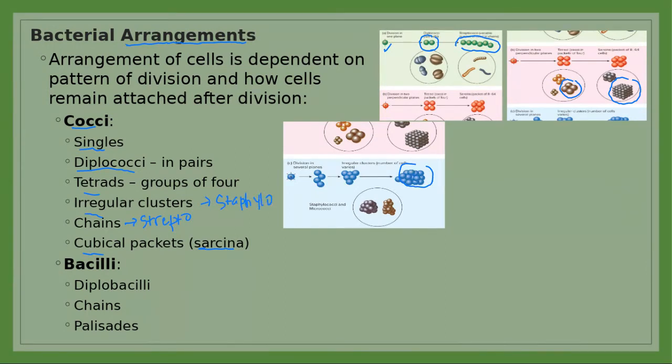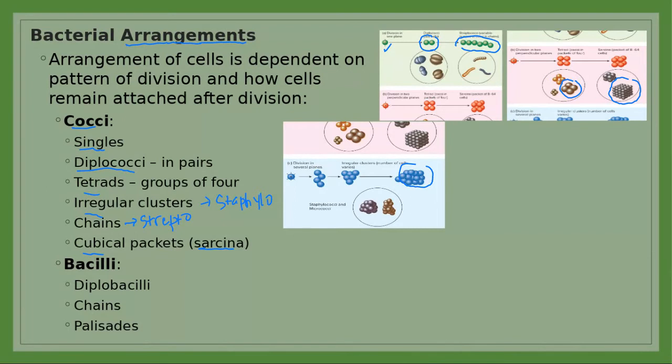So if you have heard about Staphylococcus bacteria, Staphylococcus aureus for example, that bacteria has a round shape with an arrangement of clusters, like bacteria that live on our skin. It has a cluster arrangement.